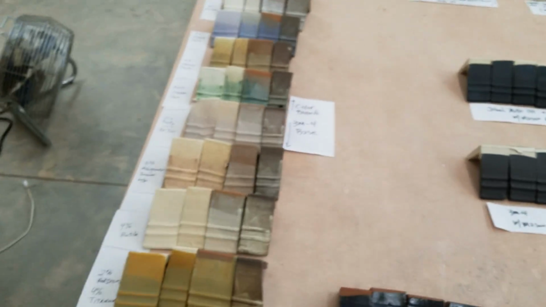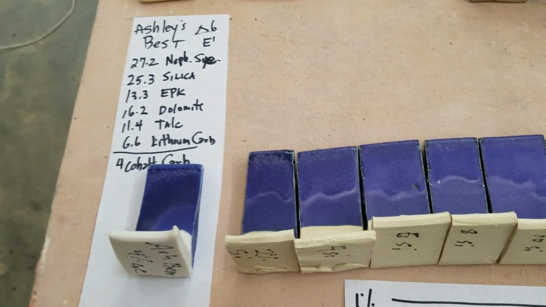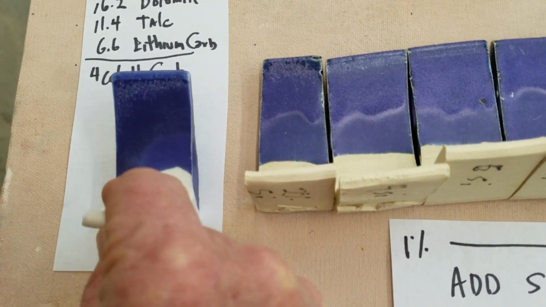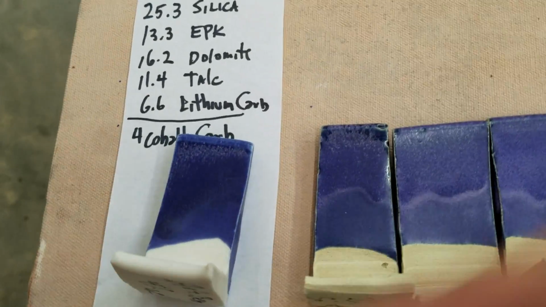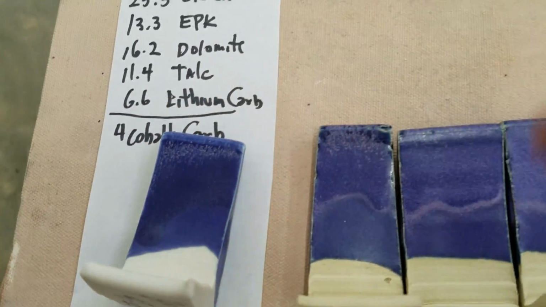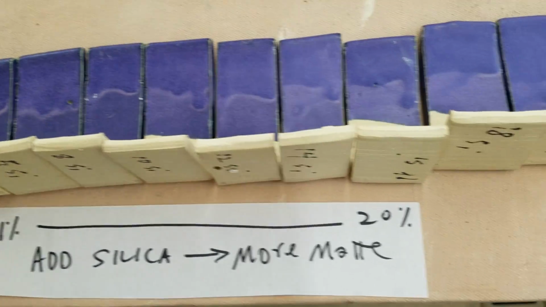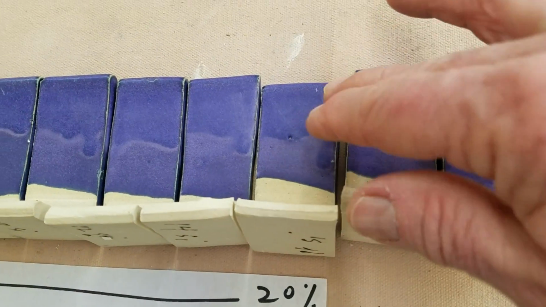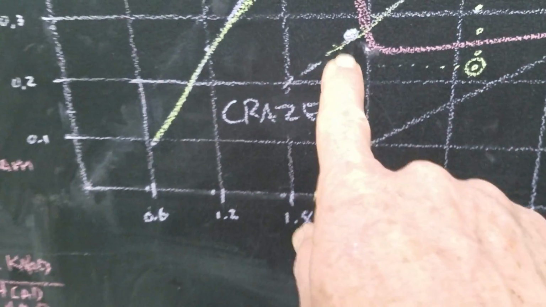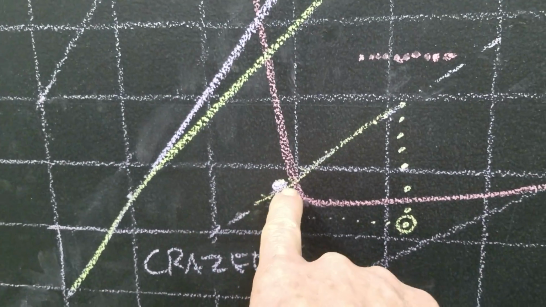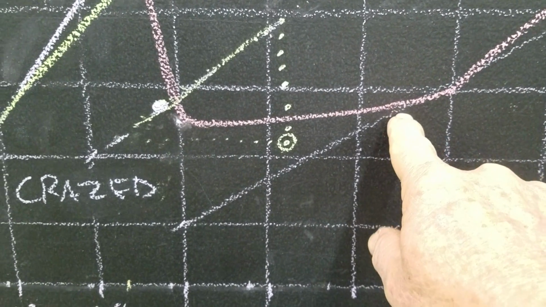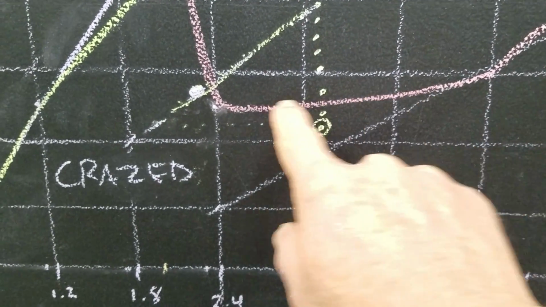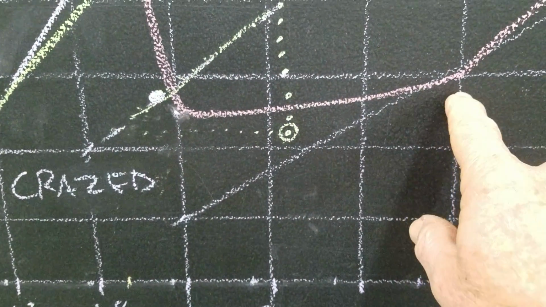Okay, now this one is an example of Ashley's Best. Do you see how this is somewhat glossy? It's trying to be glossy at cone 6 on the tip there. And then as I add silica to 20%, it becomes very matte. And so that is an example. Here is where the Ashley's Best is. And as I move across here, you can see I'm going to go into the under fired range. So it's glossy here, and then the more silica I add, the more matte it will become.